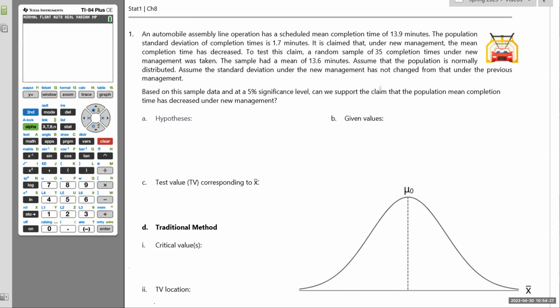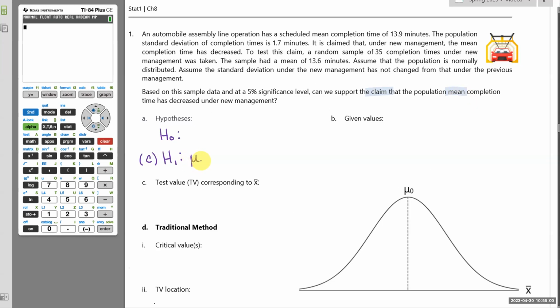All right, so I'm always going to focus on the claim being made first so we can write our hypotheses. So let's start with that. H naught is the null hypothesis, H1 the alternative hypothesis, and we're going to focus on writing our claim first. And the parameter that we're testing is the mean, so population mean, mu.